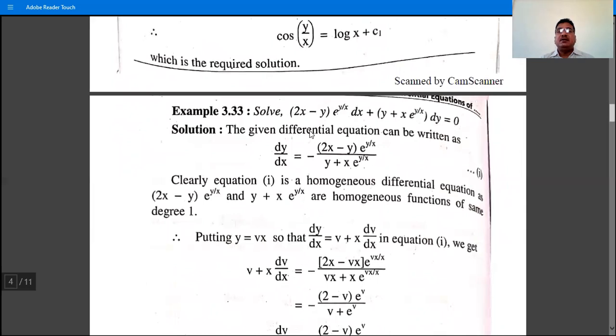Next example of the same type: 2x minus y e raised to y by x dx plus y plus x e raised to y by x dy is equal to 0. If we simplify this, shift the coefficient of dx to one side and the coefficient of dy to the other. We have dy by dx is equal to minus 2x minus y e raised to y by x divided by y plus x e raised to y by x.